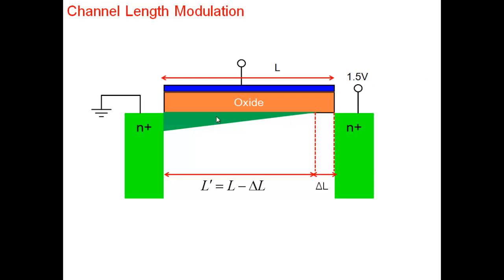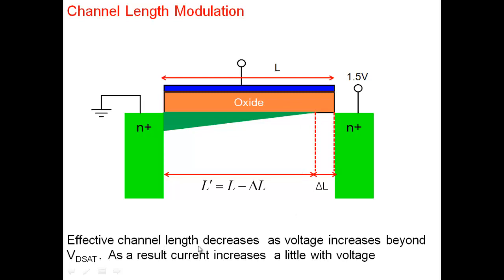As I apply more drain voltage, the effective channel length decreases, and as a result the current increases a little because of the voltage here. If the channel is longer, the current is smaller. If the channel length is smaller, the current is larger. So the effective channel length has become a little smaller here, and as a result the current increases. So remember, saturation occurs when the voltage at this point reaches 1 volt.